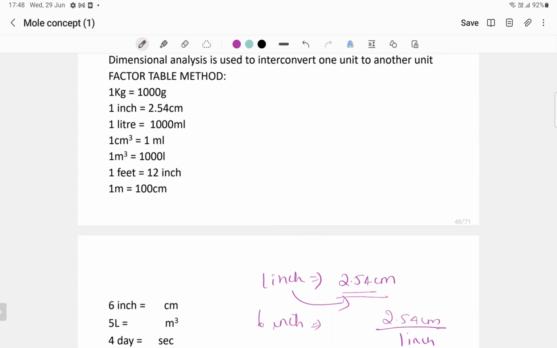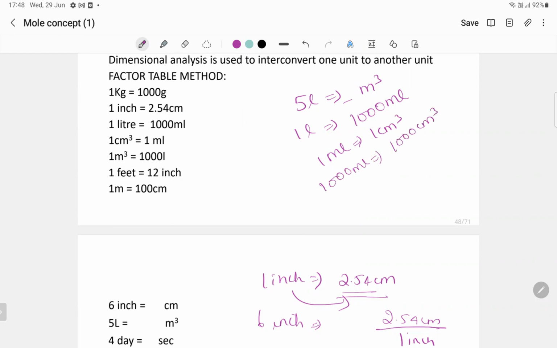See, here 5 liter equal to, they have been asking how much in meter cube. We know 1 liter is equal to 1000 milliliter. Correct? So we know 1 milliliter is equal to 1 centimeter cube, which means 1000 milliliter is equal to 1000 centimeter cube. So now we can write this 1000 milliliter as 1 liter. 1 liter is equal to 1000 centimeter cube. This is for the first conversion.